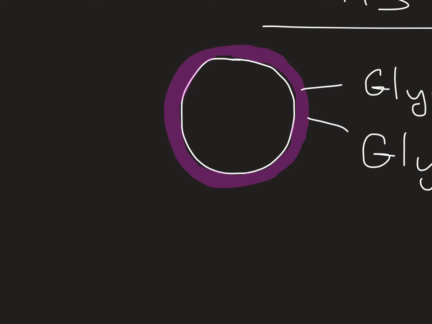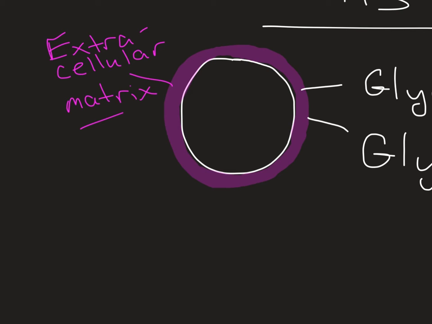This purple space on the outside here is known as the extracellular matrix. Why is it extracellular? Why is it extra? Very good, because it's on the outside of the cell membrane. So the cell membrane's here. Everything inside the cell membrane is part of the cell. This is outside the cell, so it's extra. It's an extracellular matrix. It's attached to the membrane, but it's on the outside.